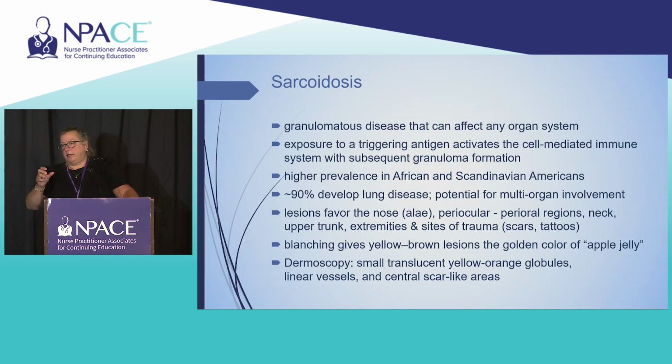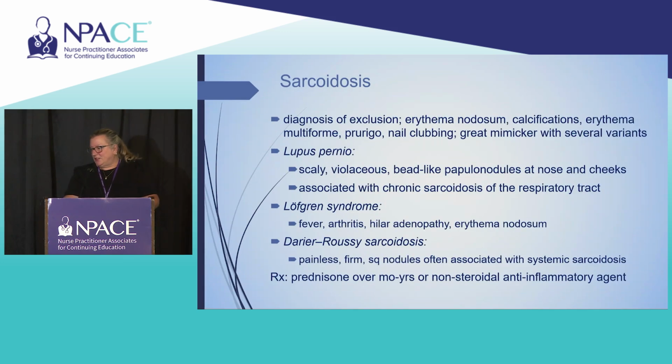The classic presentation is a yellow-brown papule. If you blanch it with a microscope slide, it will turn the color of apple jelly, which I had to look up is apparently golden color. I don't know, a lot of people eat apple jelly. So anyway, that's always a board question, is what skin lesions are associated with the golden color of apple jelly? It's sarcoidosis.